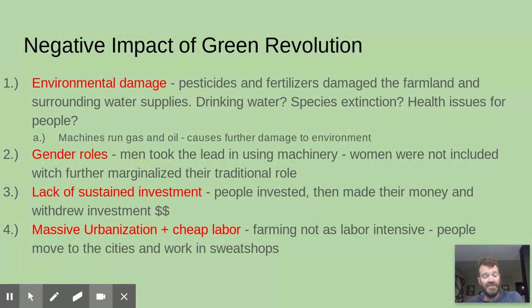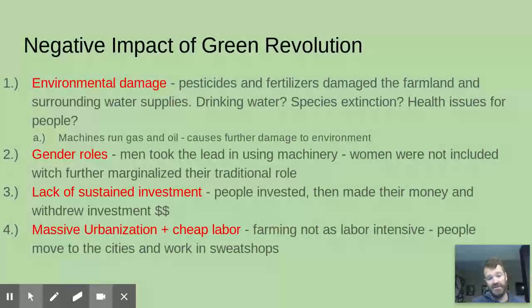Okay, you probably have talked about this in your science classes. The machines used to do all this stuff run on gas and oil, and it adds damage to the environment, right? Also, gender roles. It was seen that men would be the ones operating the machinery, not women. So that pushed women out of that. So it further marginalized the women.